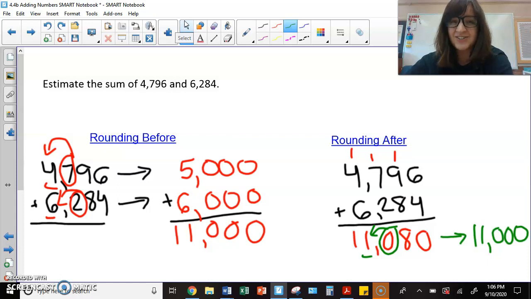All right, well, that is all I have for us today on our lesson on adding whole numbers with finding the exact answer and estimation.